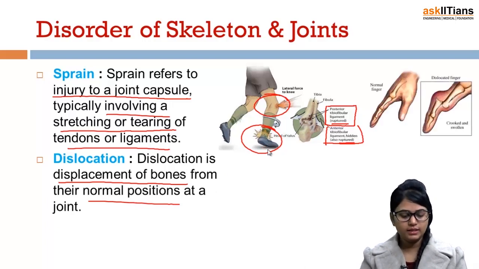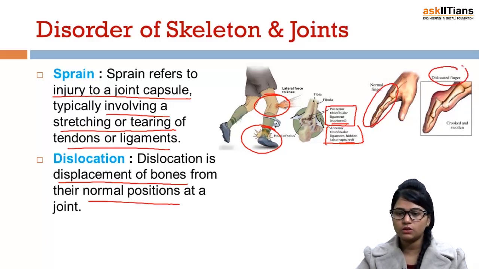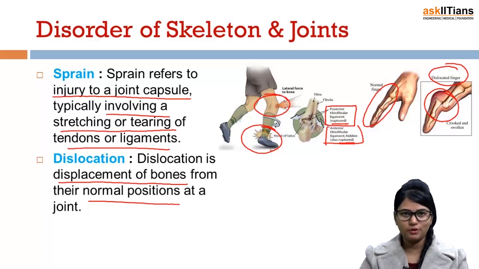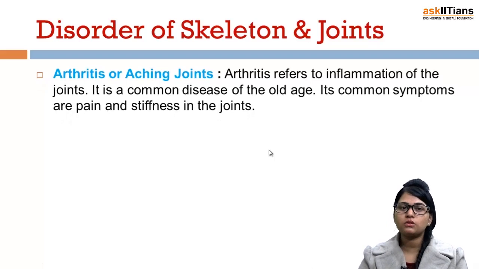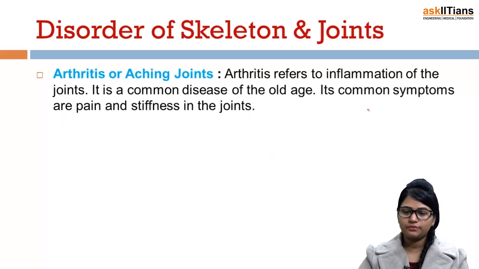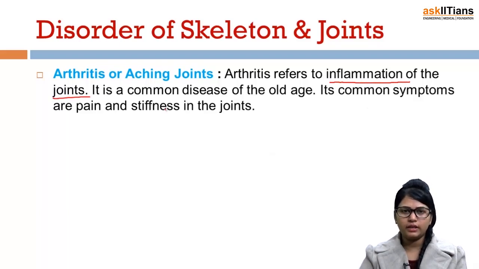Dislocation. In this diagram you can see, this is the normal finger and this one is the dislocated finger. The bone is dislocated from its normal position. Next comes arthritis, that's also known as aching joints. Arthritis refers to what? To inflammation of the joints. So there will be a burning sensation in the joint.